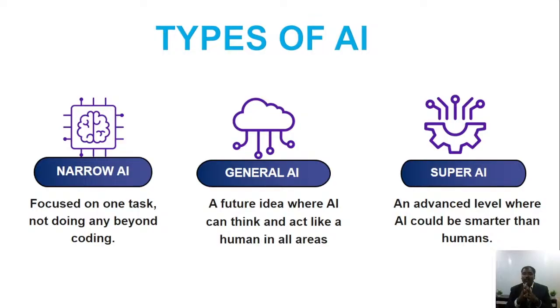What is super AI? Super AI is nothing but the most advanced and smarter than all these AI. They can think and act and give emotions, everything like a human.